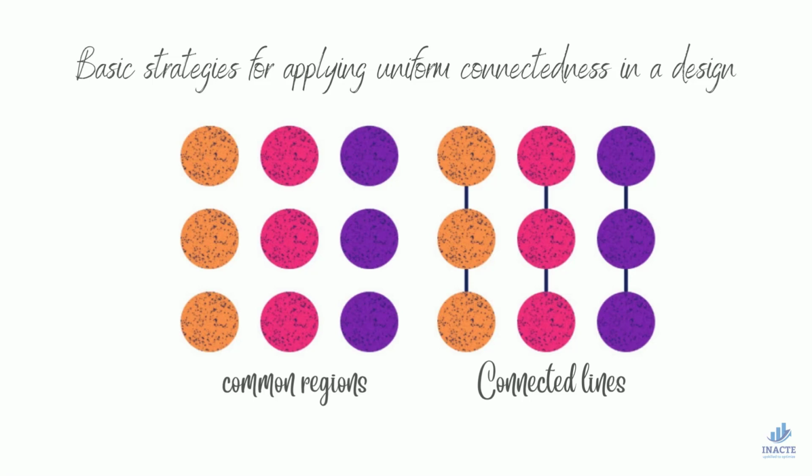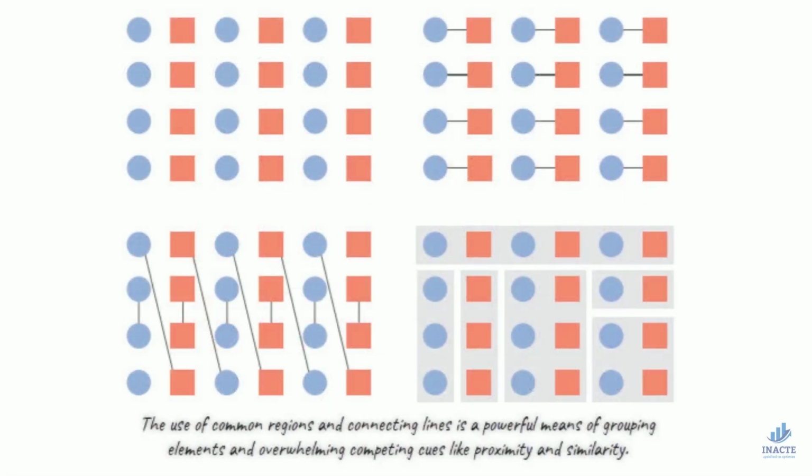There are two basic strategies for applying uniform connectedness in a design: common regions and connected lines. Common regions are formed when edges come together and bound a visual area, grouping the elements within a region.